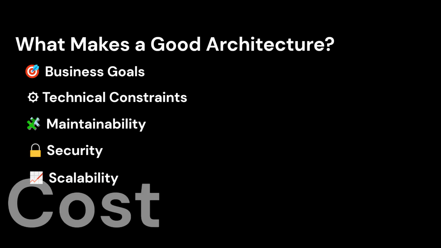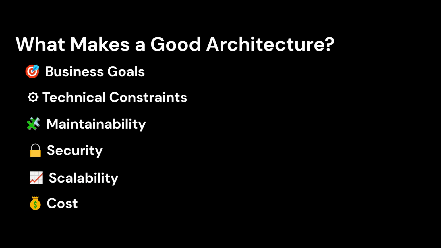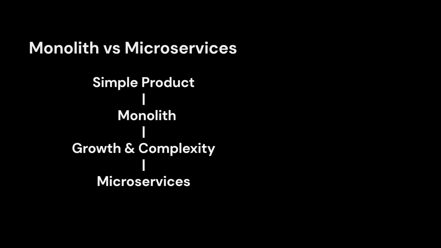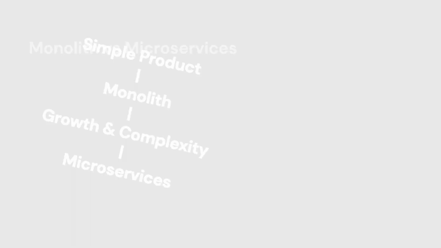Cost. Finally, architecture must be financially practical. The goal is not to build the most expensive system, but to build the right system that delivers value. Microservices are powerful, but they introduce operational complexity. A modular monolith is often the better starting point for many products.